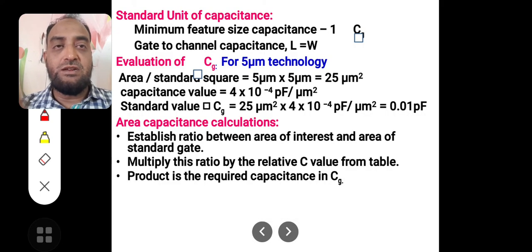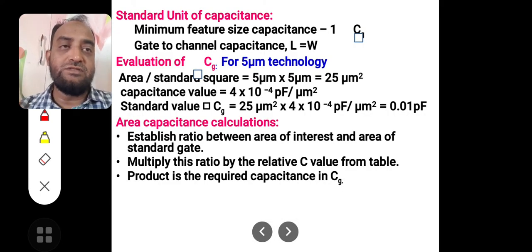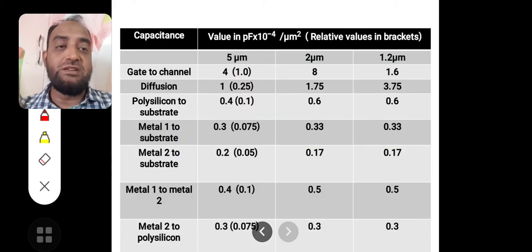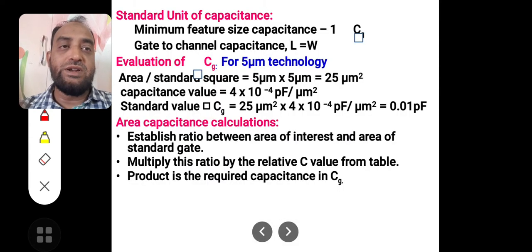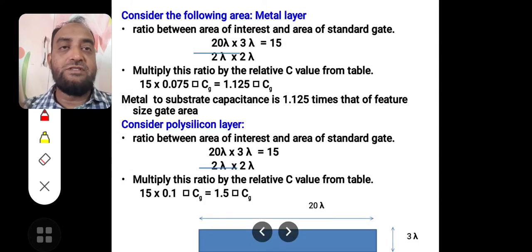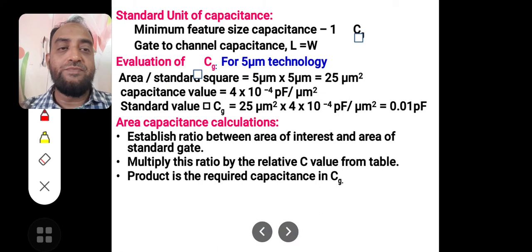We need to understand the standard unit of square capacitance. We are trying to know what is square capacitance and how it is evaluated. After square capacitance, we can go for delay calculation.